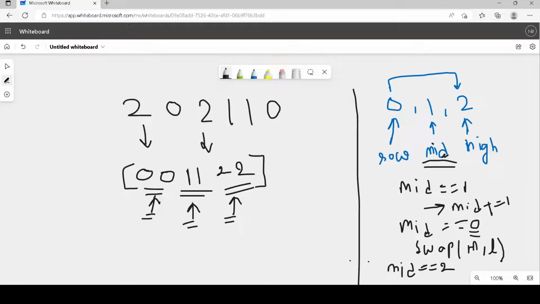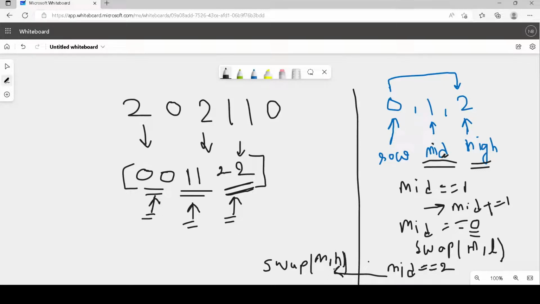If my mid pointer encounters 2, what do I have to do? The 2 is always at the highest position in the sorted array. So we should swap the element at the mid pointer with the element at the high pointer. Okay, if my mid pointer encounters 2, we have to swap the element at the mid pointer with the element at the high pointer.